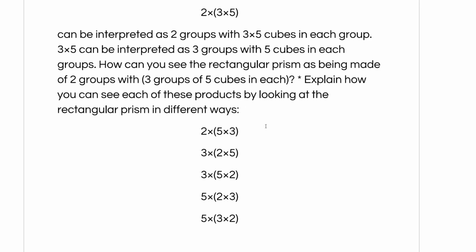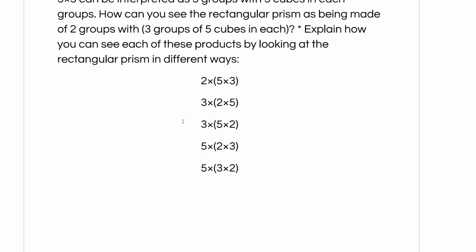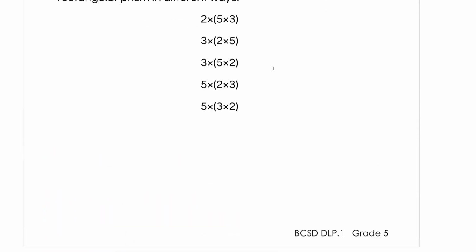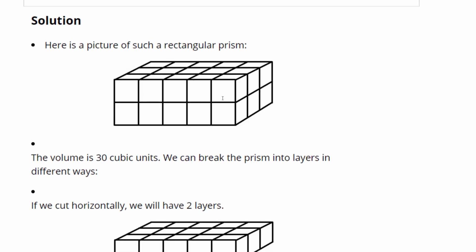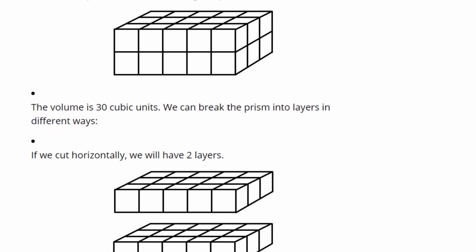But now let's look at the solutions, because they wanted them to represent this. They say explain how you can see each of these products by looking at the rectangular prism in different ways. So we did this first one, right? Here's a picture of what we did. We made that design, and we had the 2 layers, a red layer and a blue layer.